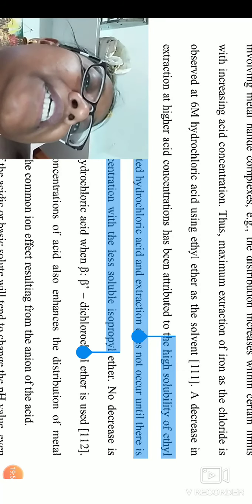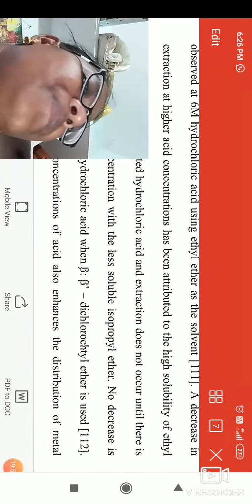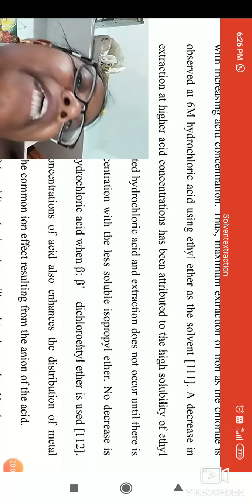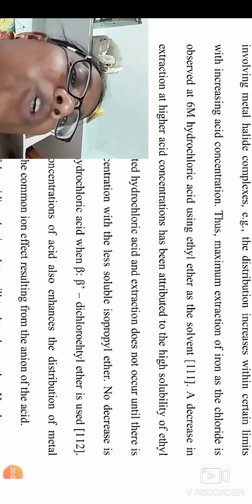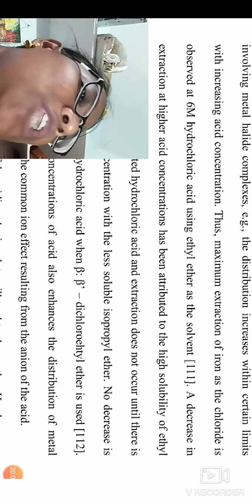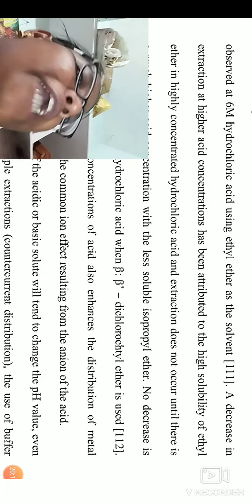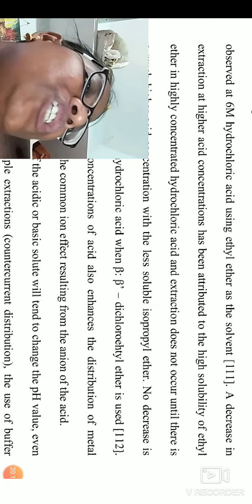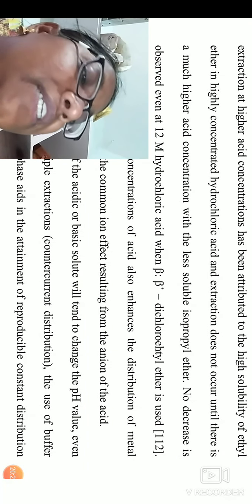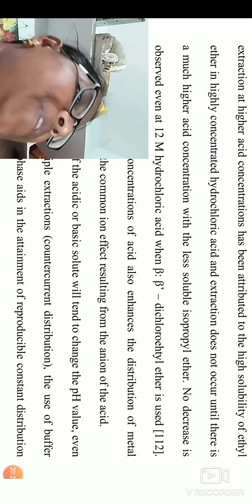Thus, maximum extraction of iron as the chloride is observed at 6 molarity hydrochloric acid using ethyl ether as the solvent. A decrease in extraction at higher acid concentration has been attributed to the high solubility of ethyl ether in highly concentrated hydrochloric acid, and extraction does not occur until there is a much higher acid concentration with the less soluble isopropyl ether.